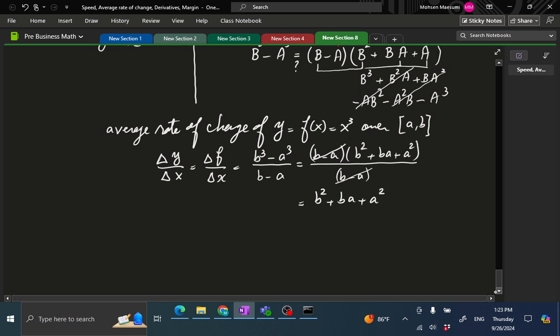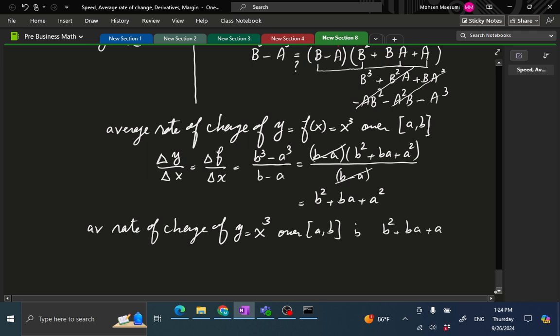So we have the following: the average rate of change of y is equal to x cubed over the interval from a to b is b squared plus ba plus a squared.